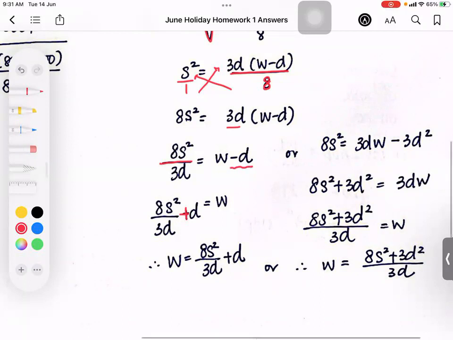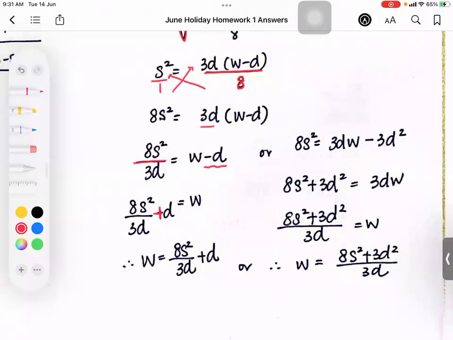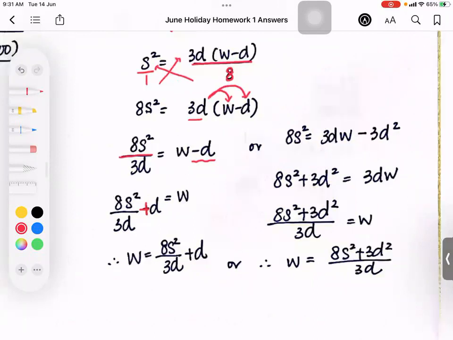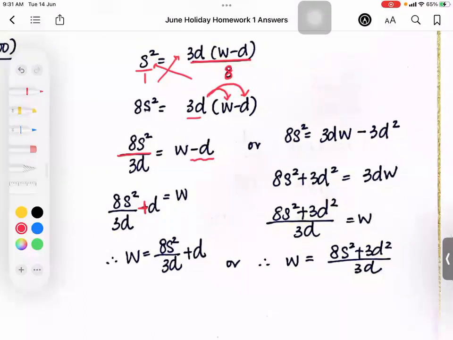Or secondly, because some of you might be too used to doing expansion, you might want to expand it out, no problem. If I expand out, then it will be 3DW minus 3D. This is the only term with W. I'm going to shift all the other terms without W to the other side. So this is minus, so here will become plus. This is 3D times W. I just want W. I don't want 3D, so I have to divide by 3D.